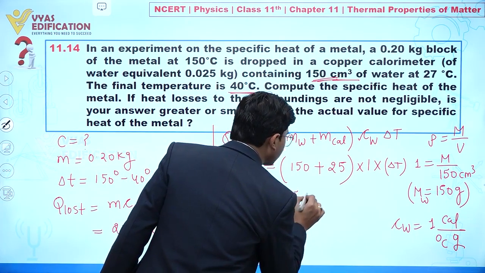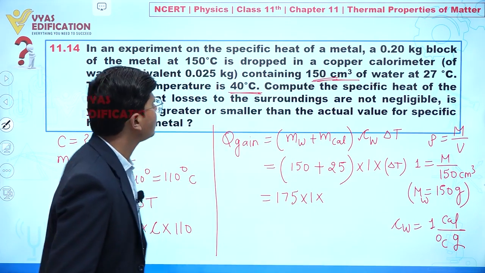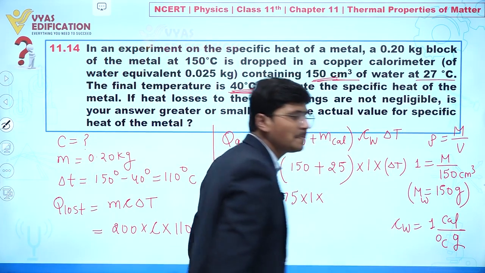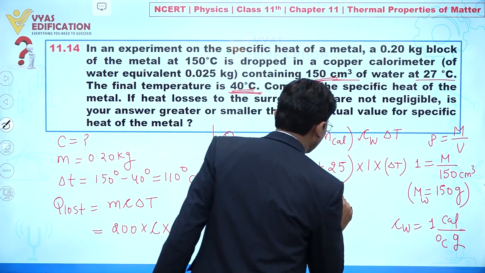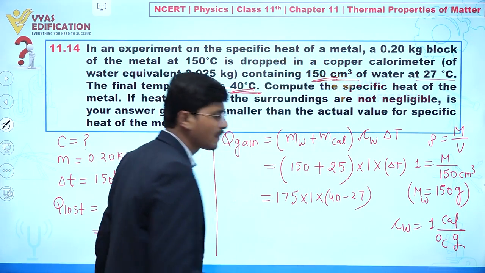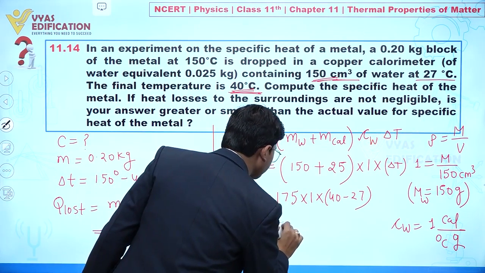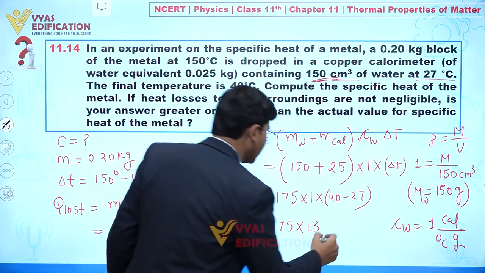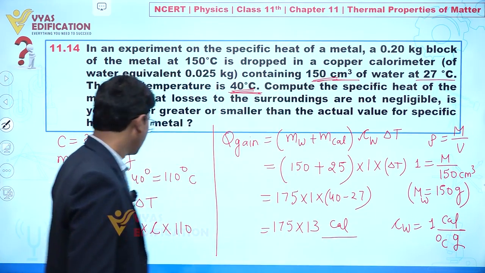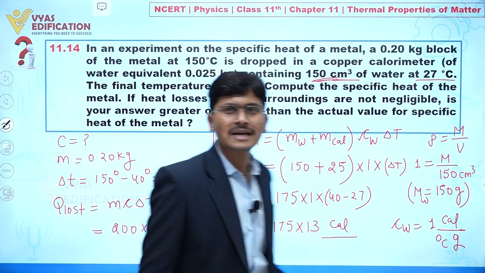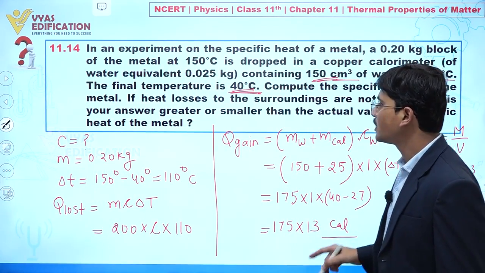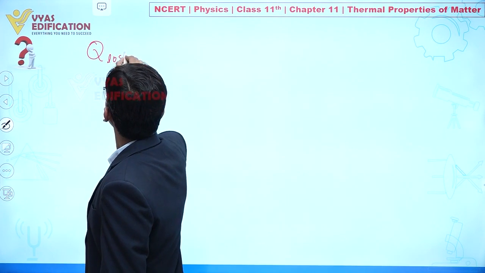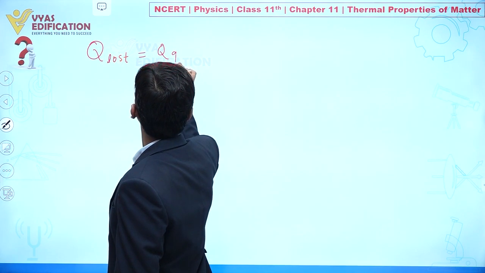Now we can say this is 175 into 1 and delta T. Delta T is what? Final temperature we have 40 degrees Celsius, but water is situated at 27 degrees Celsius. It means we can say this is equal to 40 minus 27. Clear? So from here we can write like this, 175 into 13. Clear? So this is heat gain. And this we will find in terms of calorie. Here we have all the terms. This is also calorie. It means we can write that heat lost is equal to heat gain. Clear? So now I can write like this, heat lost should be equal to heat gain.